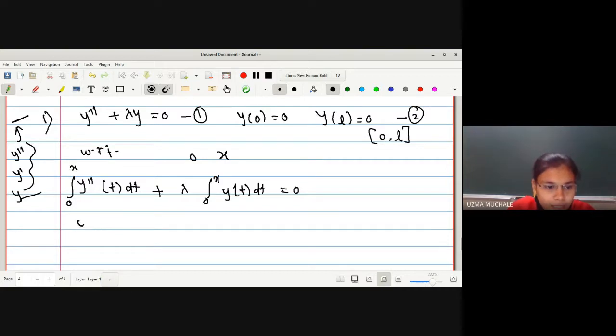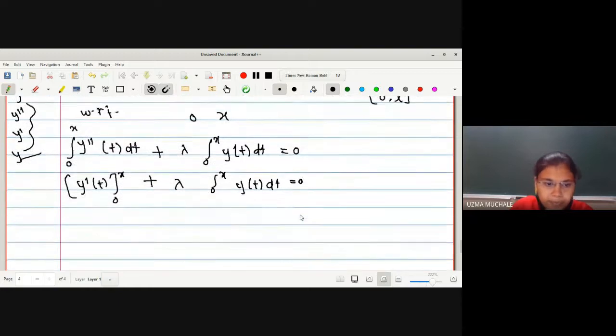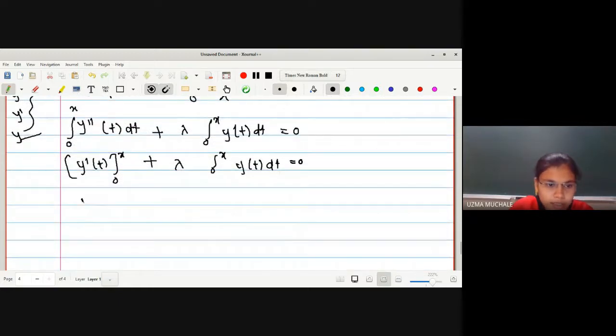So what will be the integration? Integration of y dash of t within the limits 0 to x, plus lambda integration 0 to x y of t dt, is equal to 0. Okay, what is the next term? y dash of x minus y dash of 0.